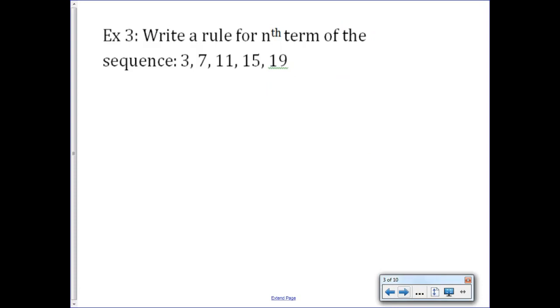Example 3 says, write a rule for the nth term of the sequence. A couple key pieces: we need to know the first term, and we need to know the common difference. The first term is pretty obvious, it's 3. The common difference is what we're adding every time. We're adding 4 every time. So we use our rule: A sub n is equal to first term plus common difference times n minus 1.